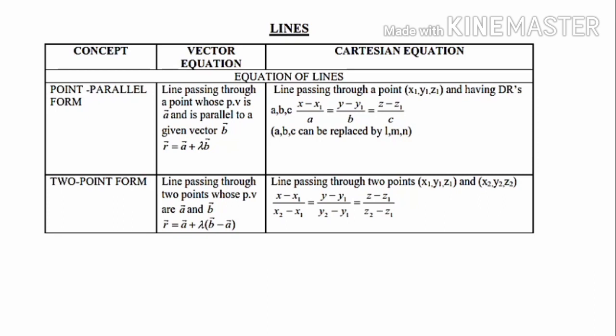n. Next, the two-point form. For a line passing through two points whose position vectors are a and b, the vector form is r = a + λ(b − a). And the Cartesian form, when the coordinates x1, y1, z1 and x2, y2, z2 of the two points are given, is (x − x1)/(x2 − x1) = (y − y1)/(y2 − y1) = (z − z1)/(z2 − z1).